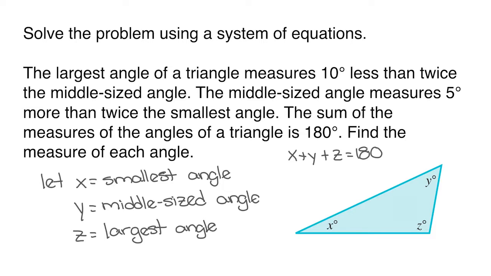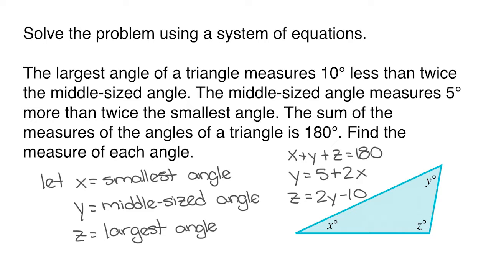We're also told that the middle-sized angle measures 5 degrees more than twice the smallest angle. Therefore, we know that y is equal to 5 plus 2x. And finally, we were told that the largest angle measures 10 degrees less than twice the middle-sized angle. And thus, z is equal to 2y minus 10.